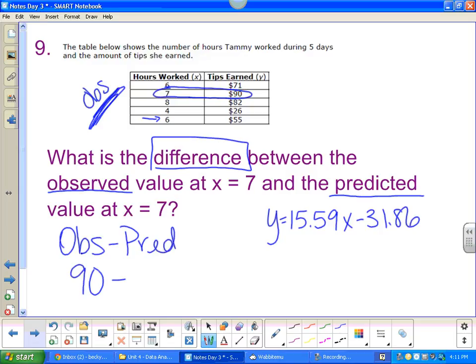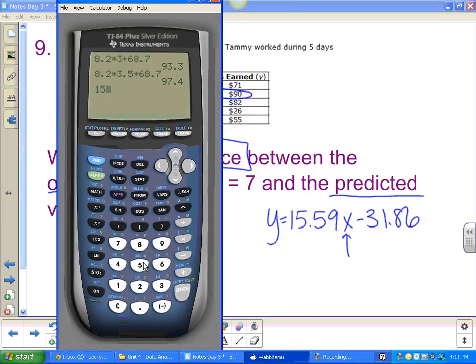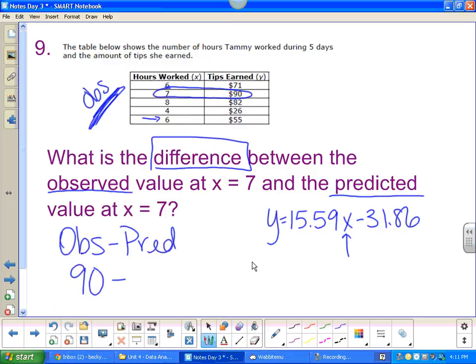So now I want to know what this equation predicts for her to make at 7 hours. So I'm going to plug a 7 right there. I'm going to take my calculator and do 15.59 times 7 minus 31.86. And I got 77.27. So that is her predicted.